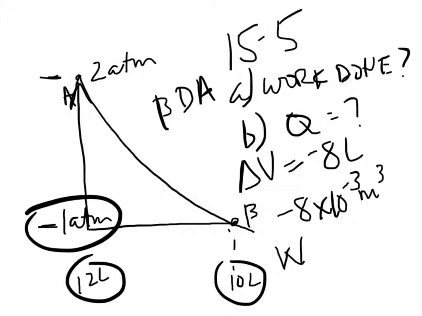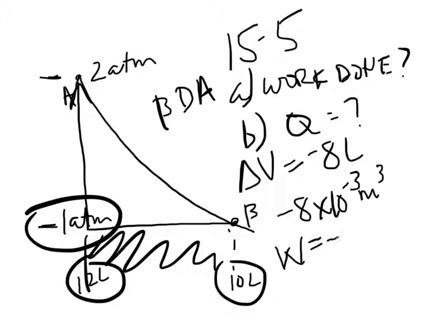And so the amount of work done from B, D to A is just this amount of area right here. And that's all you have to do. And that turns out to be about minus 1,600 joules worth of work. There you go. So that's that part.